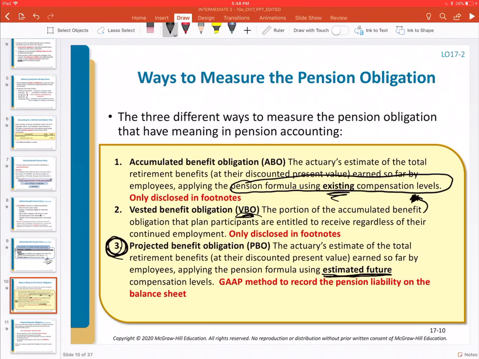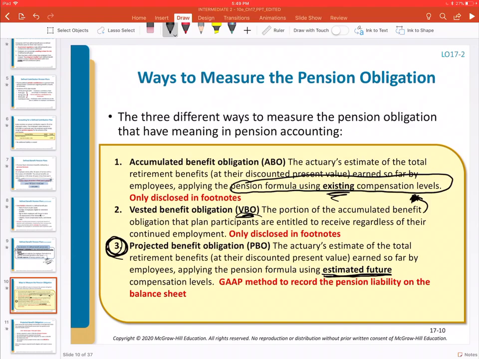And you can understand that the reason why we use this one is because this is the most accurate calculation of what the employee would actually be paid out, because we can estimate what that future compensation amount is going to be, because that is what their retirement benefit is going to be based on, that future salary that they're going to be making down the road. So this is what generally accepted accounting principles states as the method that we have to use to record the pension liability. This is what we are required to use in order to figure out what is the liability that needs to be accounted for on the balance sheet as it relates to a defined benefit plan.